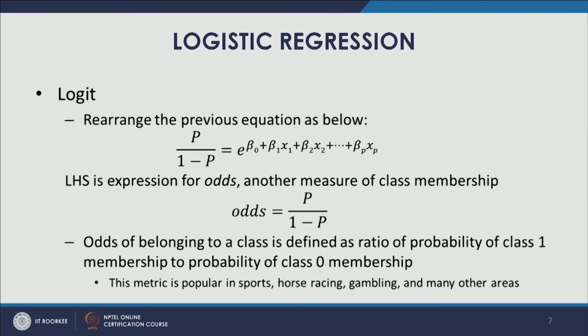The previous equation that we just saw can be rearranged in this form. Instead of having that form, we can use this rearrangement, wherein we have on the LHS p divided by 1 minus p, and on the RHS the exponential of beta 0 plus beta 1 x1 plus beta 2 x2 up to beta p xp. In this formulation you would see that the range has changed, and it is now between 0 to infinity for both sides, LHS and RHS.